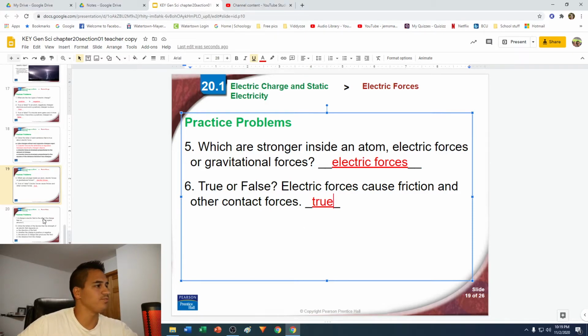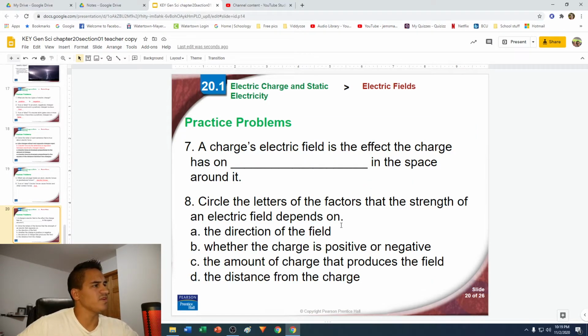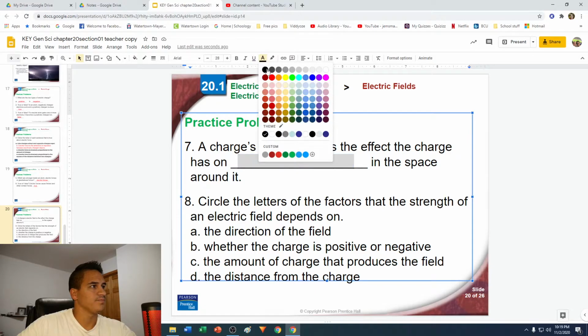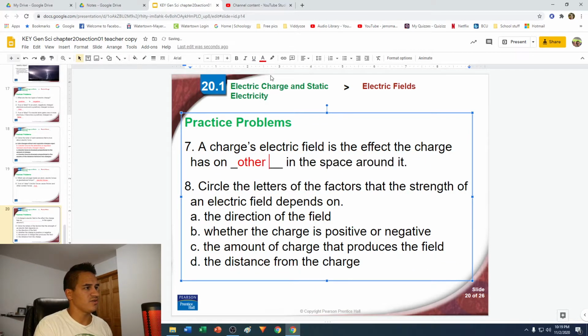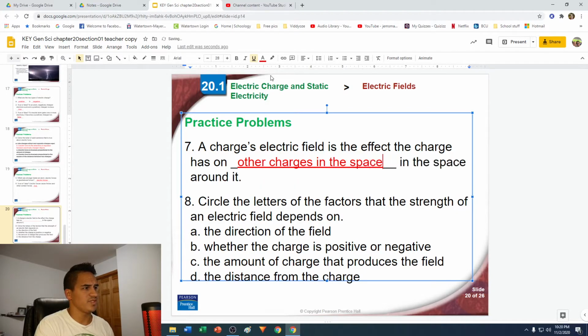So that's true. Number 7, a charge's electric field is the effect the charge has on blank in the space around it. All right, so this was mentioned in the notes, but an electric field is basically the effect that a charge has on other charges that are in the space around it. And so, we're going to say is the effect the charge has on other charges, we can type here, in the space around it.